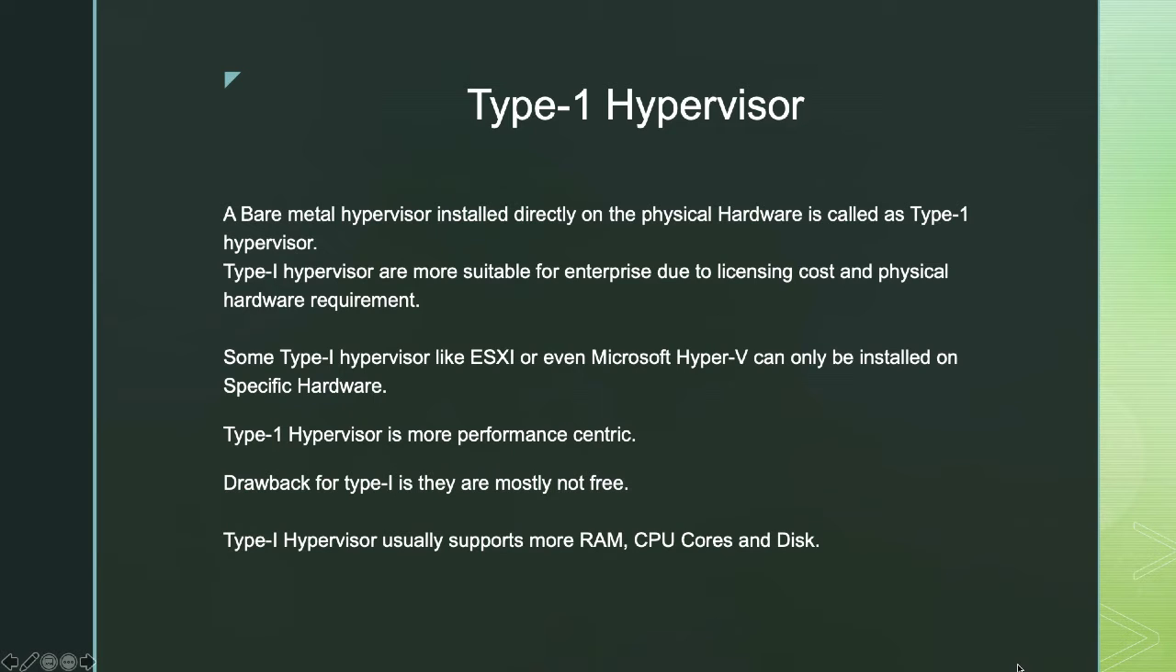Type 1 hypervisor is more performance centric. So if you have enterprise applications and you want to host a lot of different servers, you will go for a type 1 hypervisor. The reason they have more performance is they don't have a hosted operating system in between to translate or to do binary translations. That's the reason type 1 hypervisors are better from an enterprise perspective. The drawback is they are not free, and you have to pay money to actually use them.